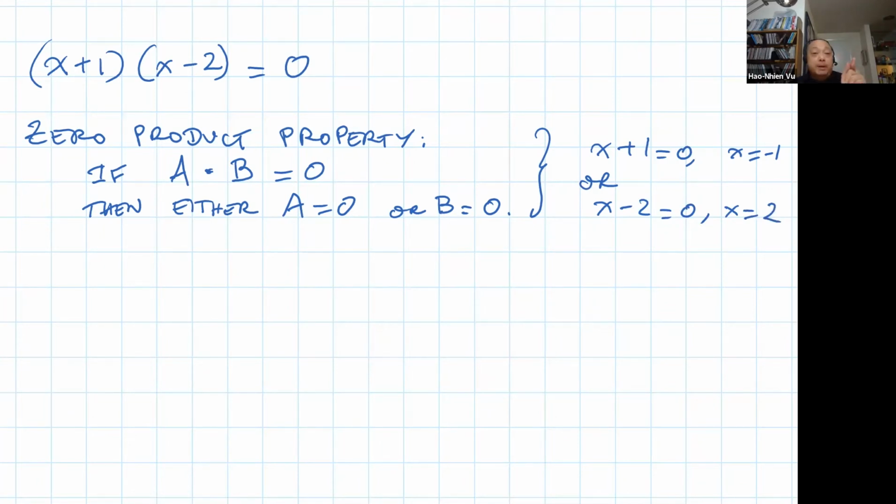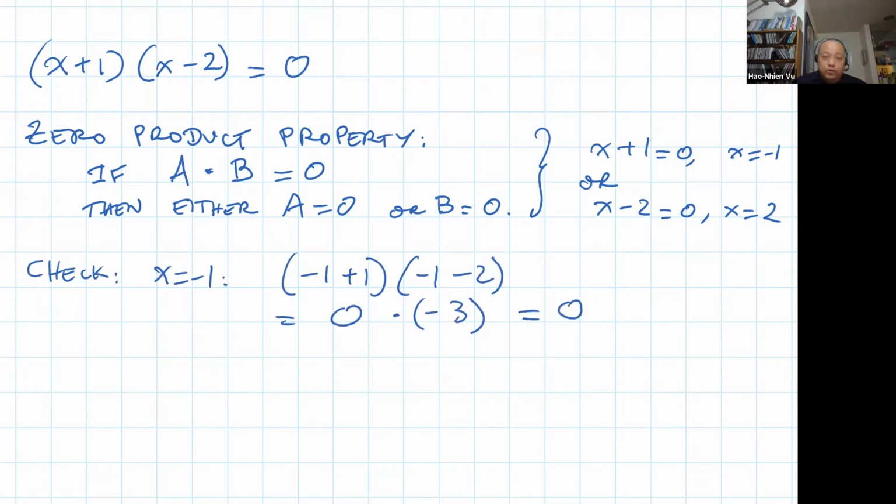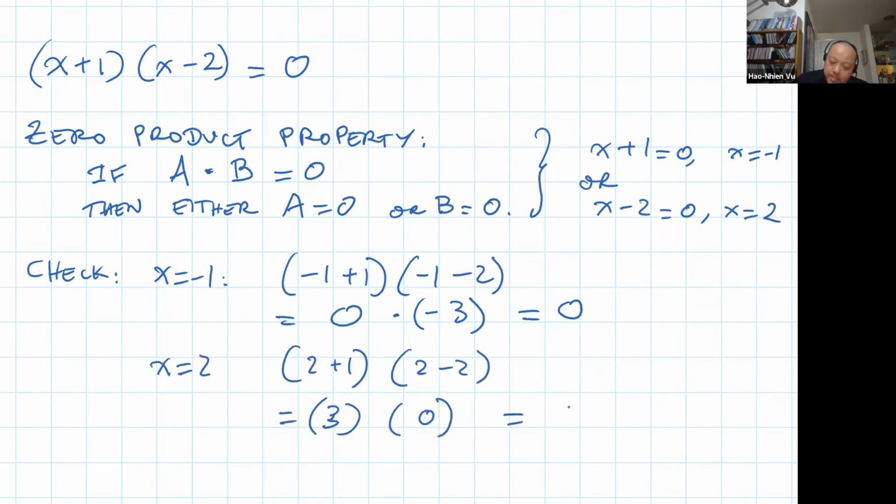We can check this by plugging in. And sure enough, the first factor is equal to 0 times the second, and so the whole thing is 0. And then if you do it for x equals 2, you find out that it's the other factor that is 0. So the solutions work out. When you have two factors that multiply and the other side is equal to 0, then you can use the zero product property and deal with just one factor at a time.